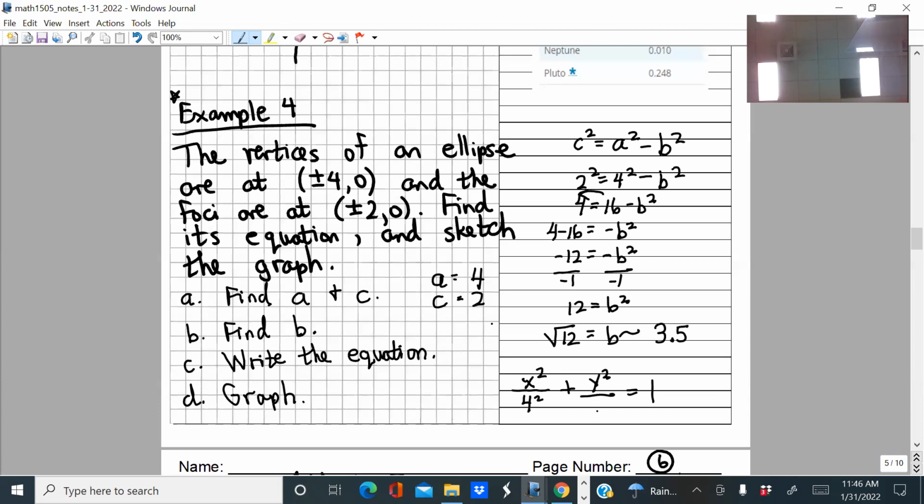Why do you know the a goes here and not here? That's right. A will go under x squared, but why, Robbie? Sometimes a goes under y squared. The vertices, that's right, are on the x-axis. This ellipse is elongated along the x-axis, so it's longer horizontally than it is vertically. That means the larger of the a and the b will go under x. So you put a squared under x squared, and then the b squared goes under the y squared, and that's it. So easy, right? So you have x squared over 16 plus y squared over 12 is equal to 1. Did y'all get that?